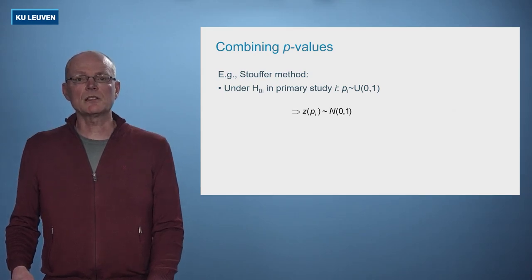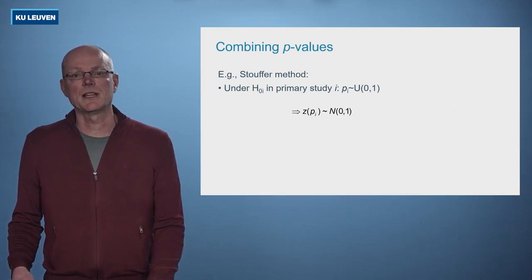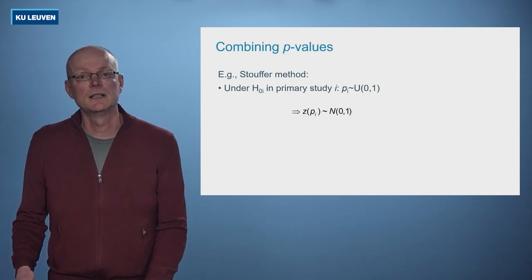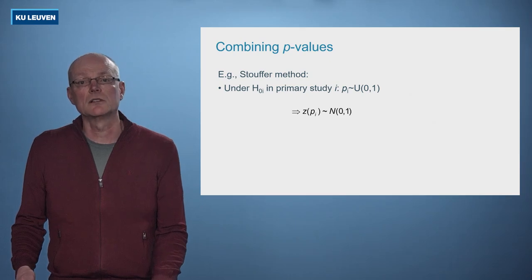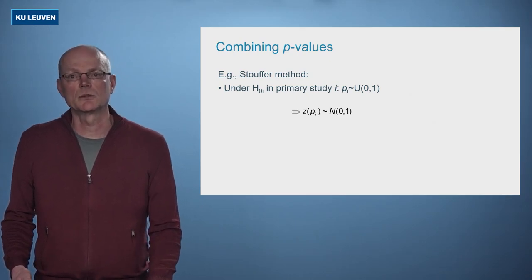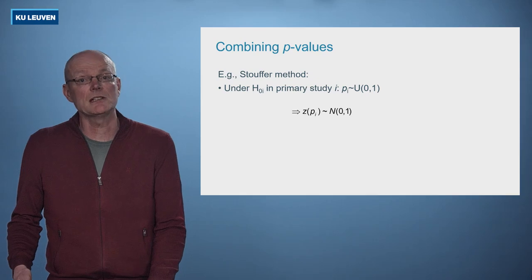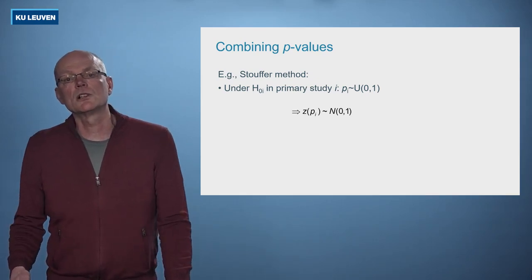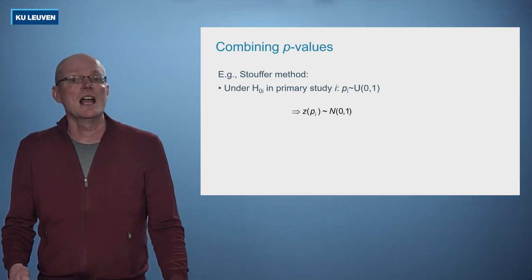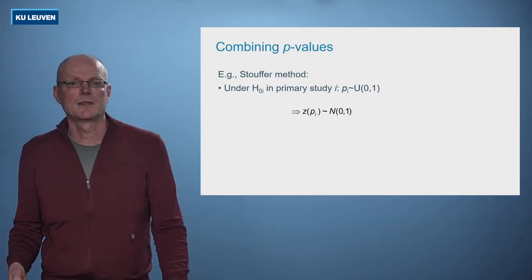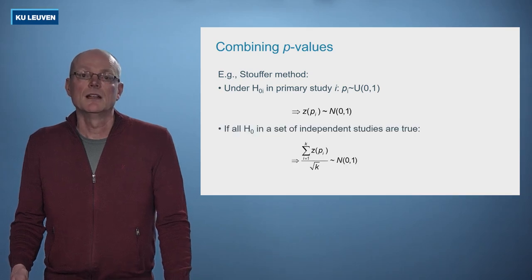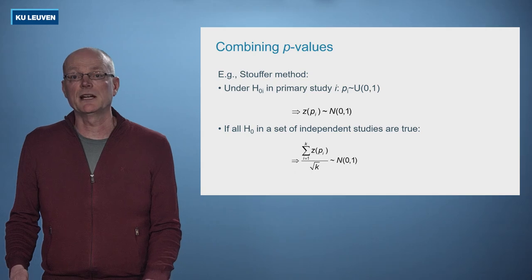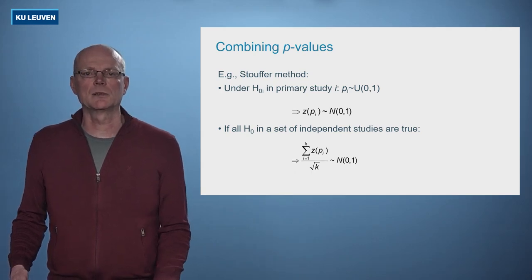Now suppose that we have multiple p-values from multiple studies, and that in all these individual studies the null hypothesis is true. In that case, all z-values would follow a standard normal distribution. The mean z-value, this is the sum divided by the number of studies k, therefore will follow a normal distribution with zero mean and variance 1 over k. Therefore, if we divide the sum of the z-values by the square root of k instead of by k, we get a standard normal distribution.